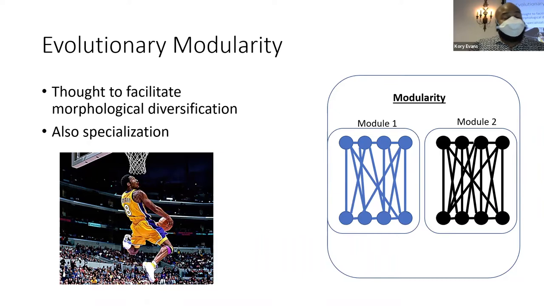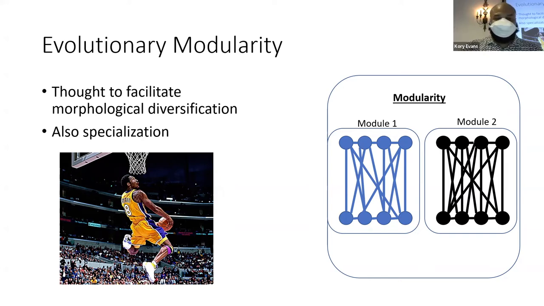In the case of evolution, modularity gets a lot of attention because it's thought to facilitate morphological diversification. So basically, as traits become more and more modularized, they're able to mount independent responses to specific pressures. This can result in morphological diversification and specialization across the body of the organism.